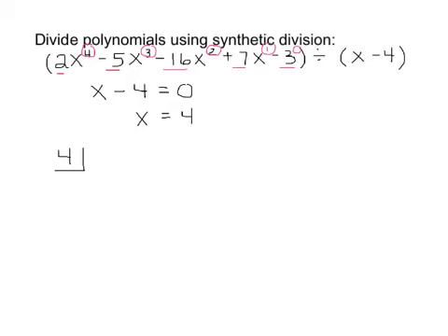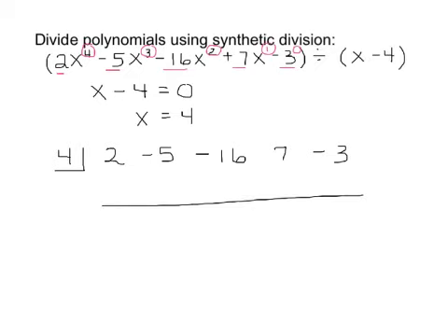So what we're going to do is take those coefficients that I underlined, so 2, -5, we're just going to write them across on the same line as the 4. Then we're going to skip a line and draw a line. And the way we begin this process is by pulling down that first coefficient, 2.